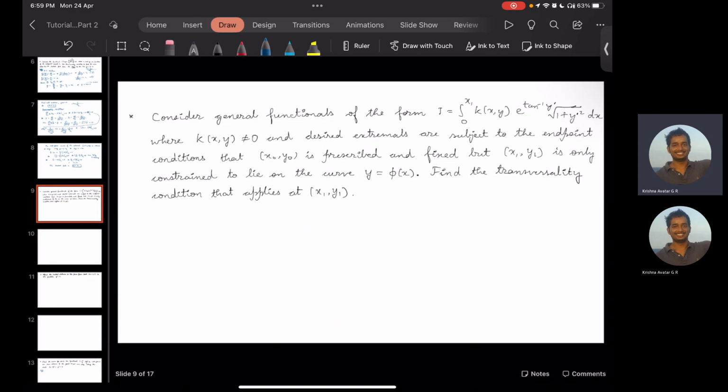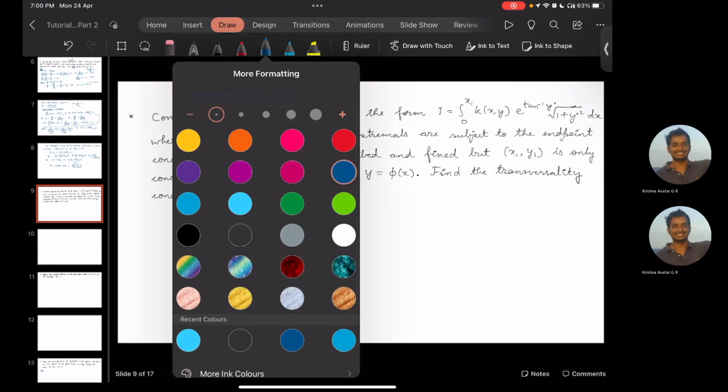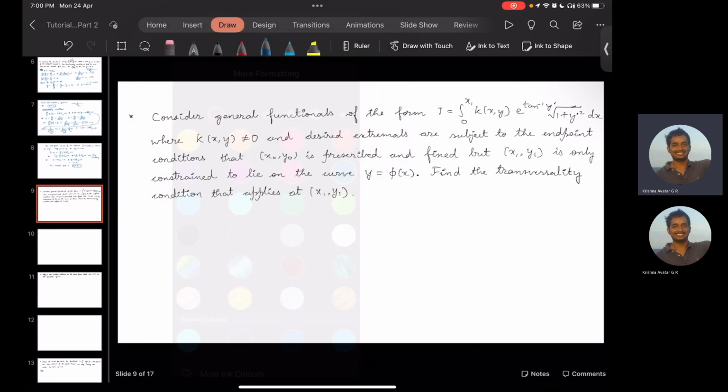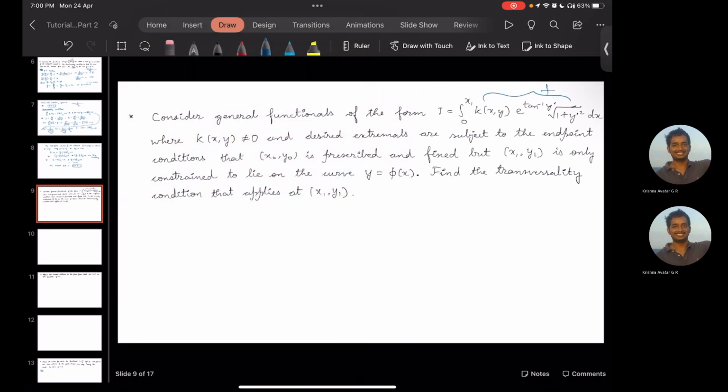The desired extremals are subject to the endpoint conditions that x0, y0 is prescribed and fixed, but x1, y1 is only constrained to lie on the curve. Find the transversality condition that applies at x1, y1. Okay, so we have this expression here. So this is our f.